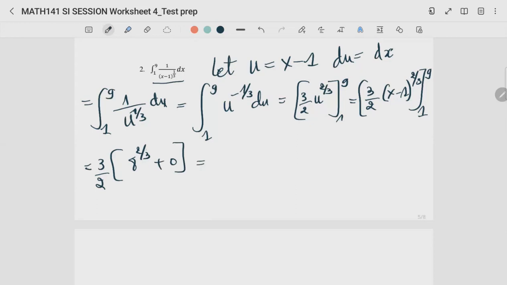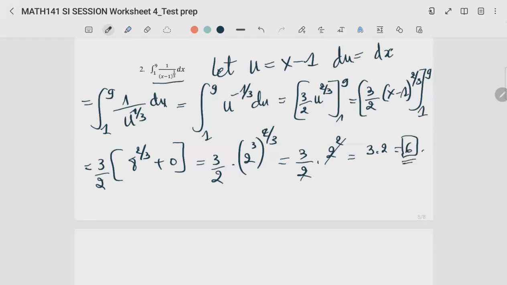8 is 2 cubed, right? So 3 over 2 multiplied by 2 cubed to the 2 over 3. The 3 will cancel there, so you have 3 over 2 multiplied by 2 squared, which is equal to, if you simplify that, 3 times 2. Does it make sense? Yes. So the function does converge to the value of 6, or at least that integral converges.